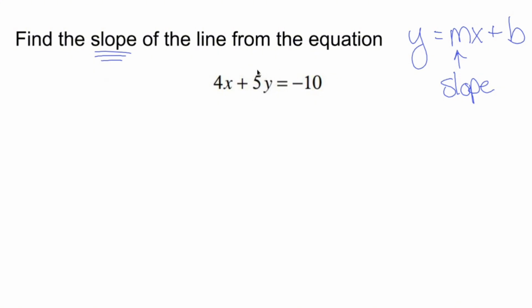Here's the issue. 5 is attached to y, and 4x is floating around with it. The thing that I have to do first is always get rid of the x term by doing the inverse operation to both sides. Now, 4x is positive 4x. How do I get rid of a positive 4x that's floating around? Subtract 4x from both sides. That crosses it out.